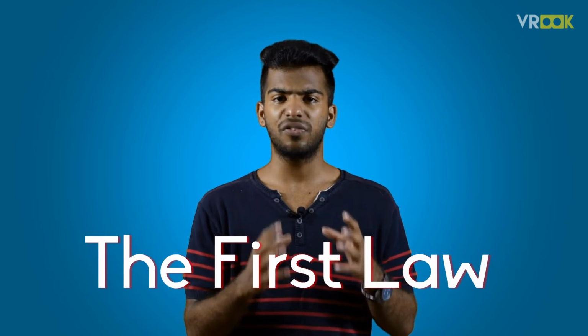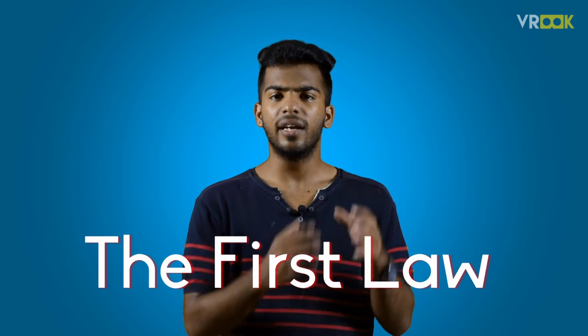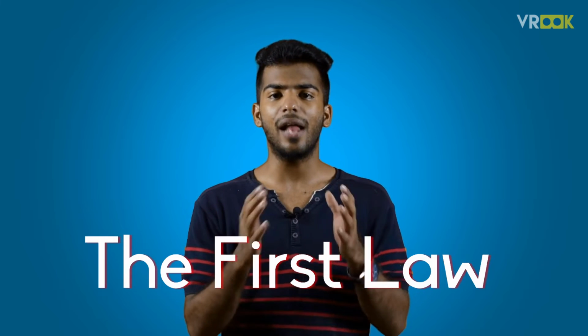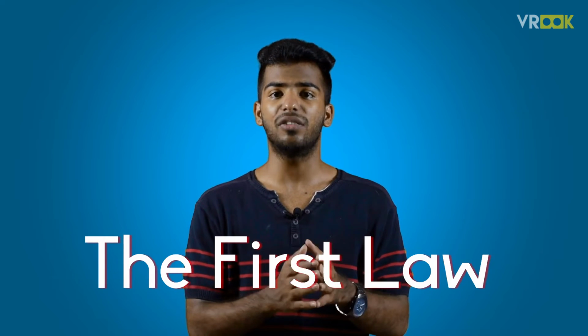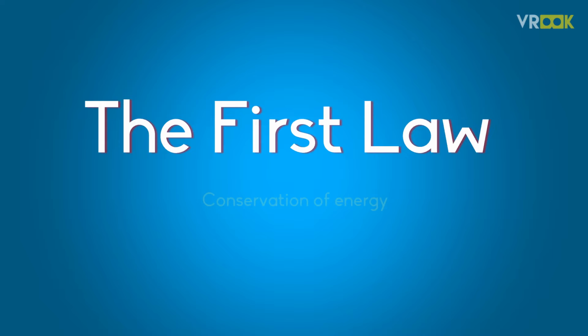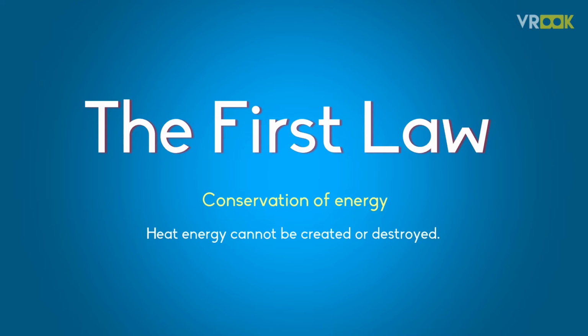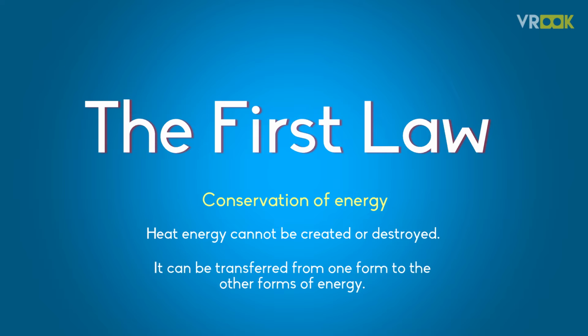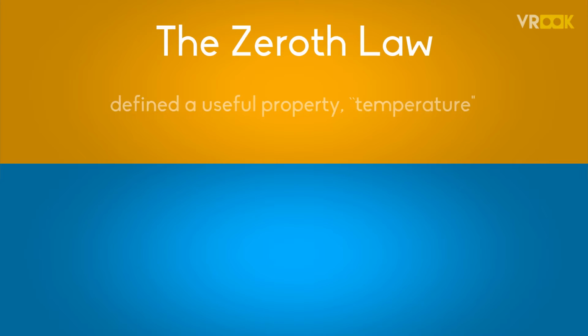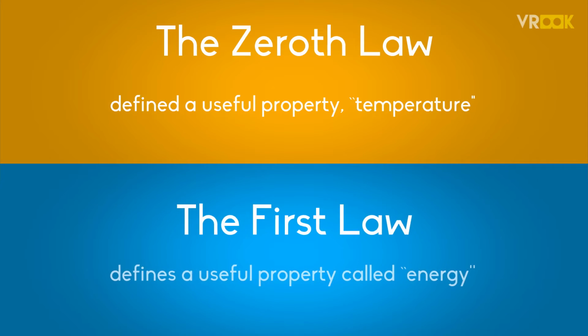The first law of thermodynamics states that heat is a form of energy, and thermodynamic processes are therefore subjected to the principle of conservation of energy. This means that heat energy cannot be created or destroyed. It can, however, be converted to other forms of energy. Like the Zeroth law, which defined the useful property temperature, the first law defines another useful property called energy.